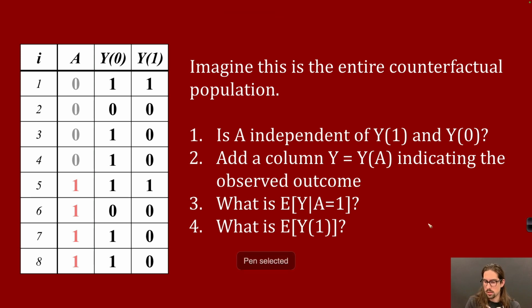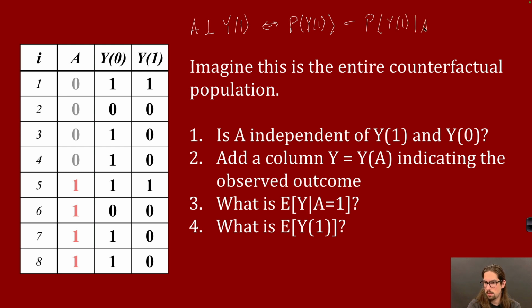Okay, so let's work through this. First one, is A independent of Y1 and Y0? If you recall the definition of independence, let's just do it for Y1. This just means that the distribution of Y1 is the same as the distribution of Y1 in any subpopulation defined by A. So we can just check this.